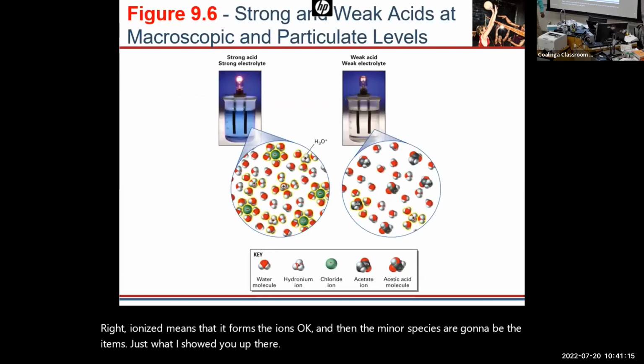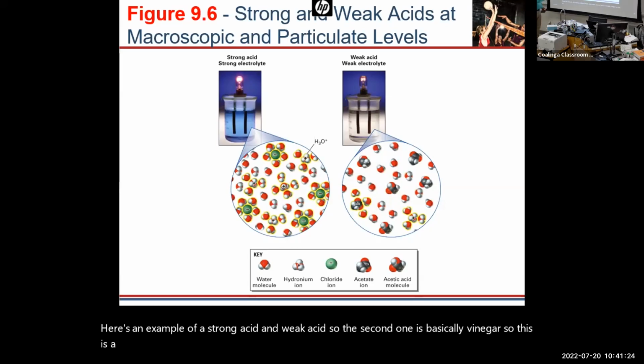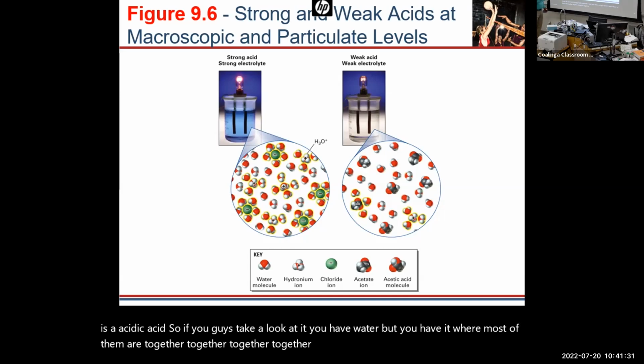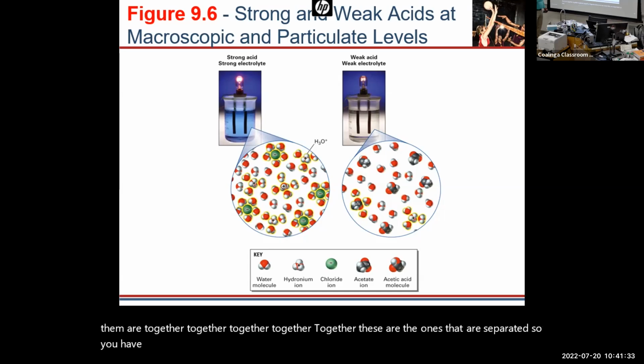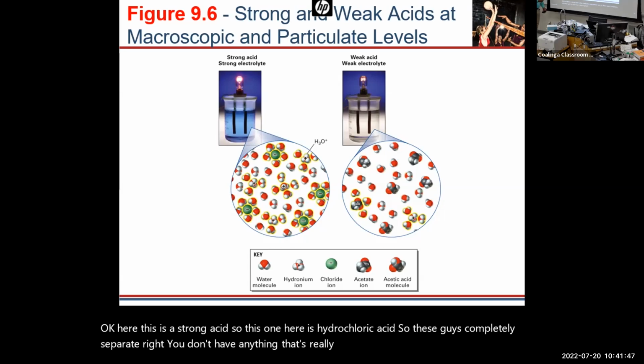So here's an example of a strong acid and a weak acid. The second one is basically vinegar, so this is acetic acid. If you take a look at it, you have water, but most of the molecules are together. These are the ones that are separated. You have an ion separated in one case, but in every other case they're all together. Here, this is a strong acid, hydrochloric acid. These completely separate. You don't have anything that's really together. Everything is separated.